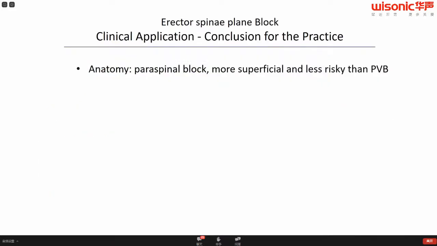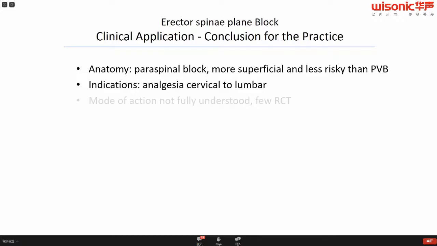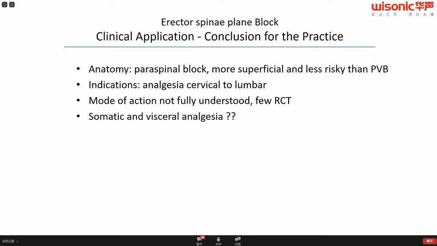What are the clinical applications and the conclusion for the practice? The erector spinae plane block is a kind of paraspinal block which is performed more superficially and therefore is less risky than a paravertebral block. Indications are all procedures where analgesia is needed from the cervical to the lumbar area. The mode of action is not yet fully understood, and we only have a few randomized controlled studies. Whether we have somatic and visceral analgesia depends on whether local anesthetic is entering the paravertebral space or not.